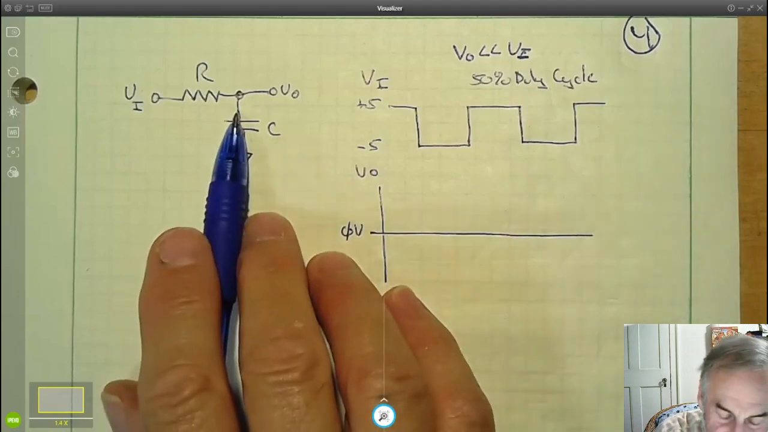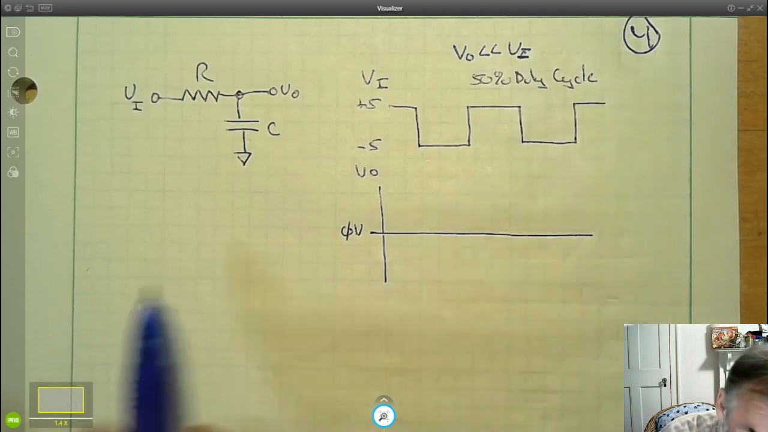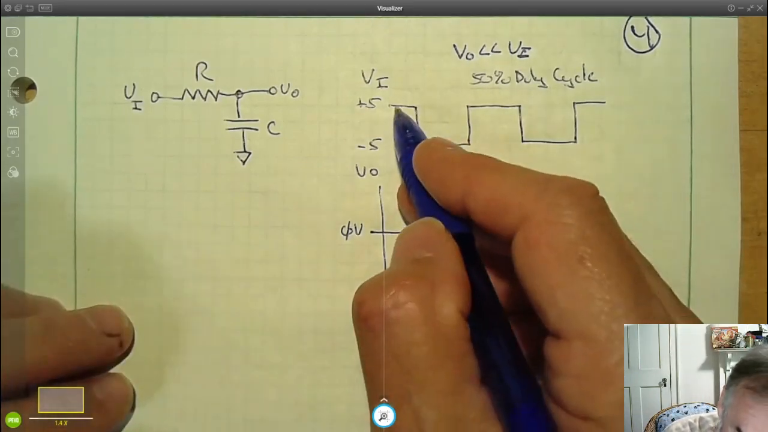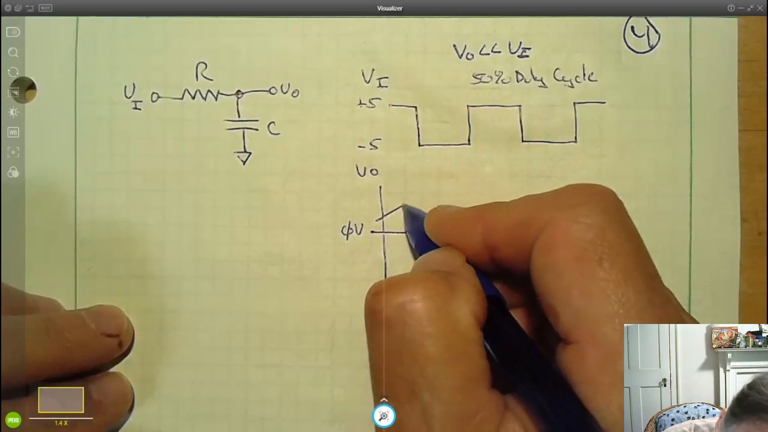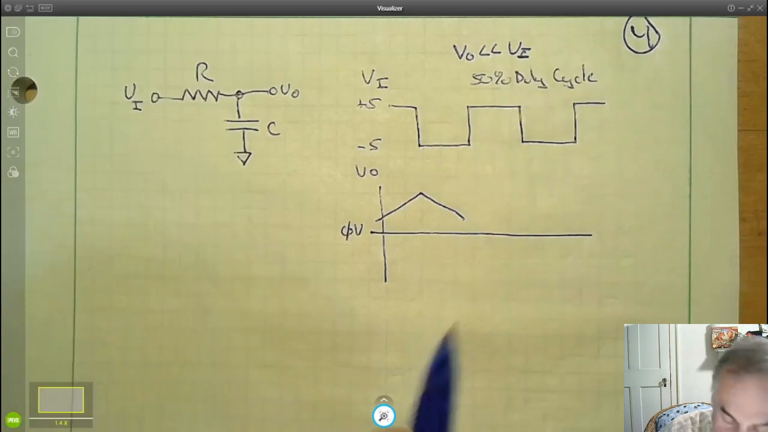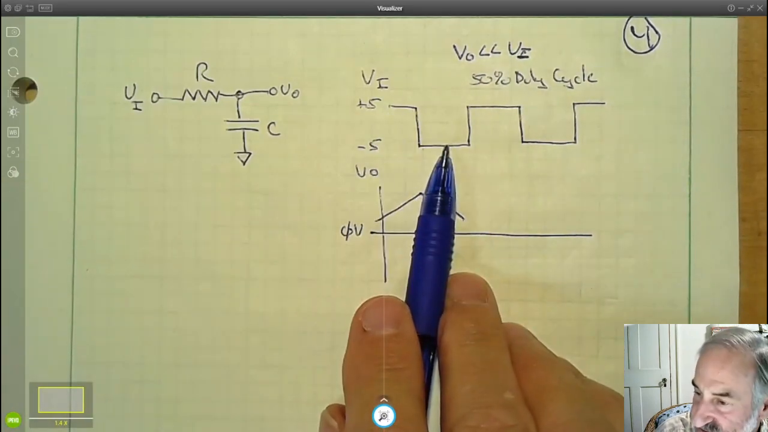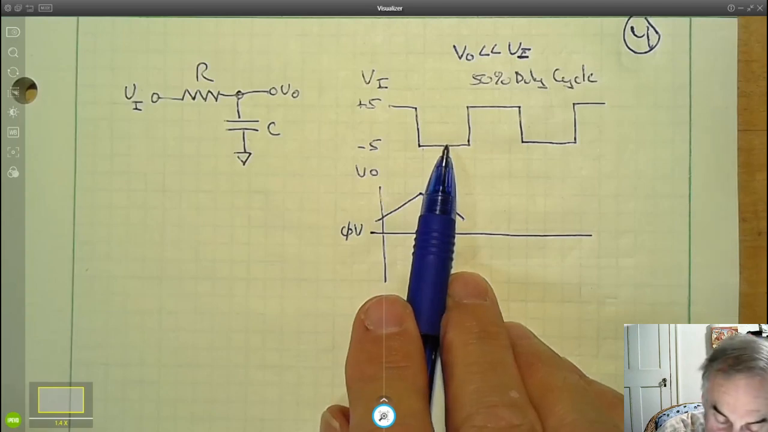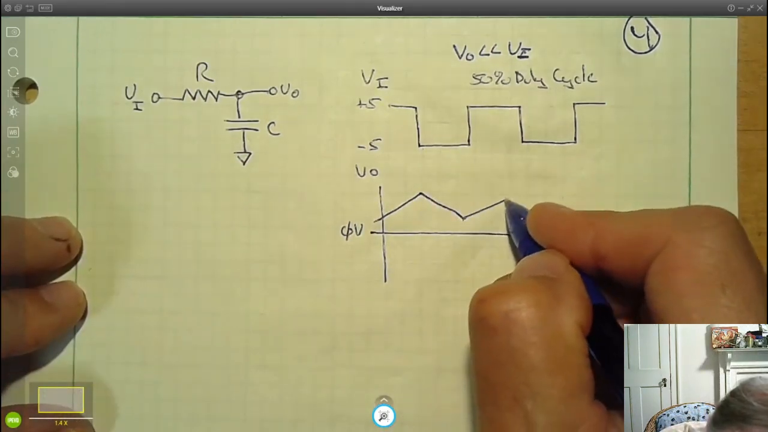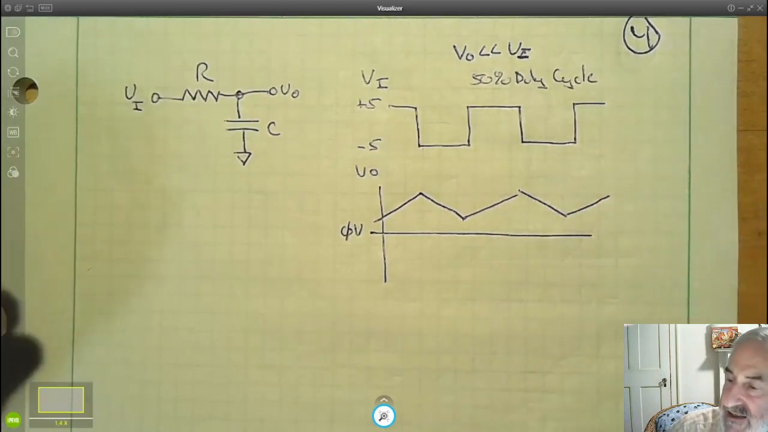Well, a constant current flowing in or out of a capacitor causes the capacitor to charge linearly. So, get ourselves a different color. When this is positive, we'd expect the voltage to be going up linearly, and when this is negative, we'd expect the voltage to be going down linearly. And if this voltage and time is exactly equal to this voltage and time except for the sign of the voltage, we would go up by some amount, we go down by exactly the same amount. And we'd expect something like that as an output.